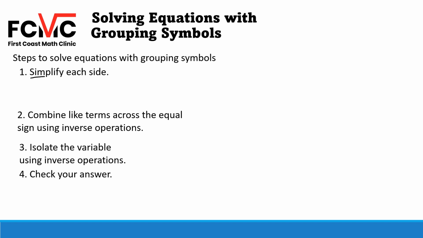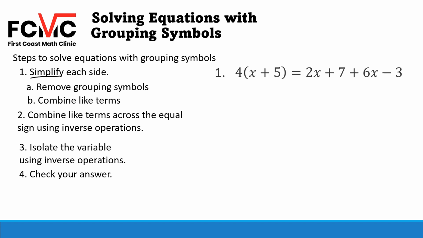And we remember that when we simplify each side, I have another video on simplifying expressions. You can check that out as well. When we simplify, we do two things. We remove grouping symbols and we combine like terms. So let's look at an example.